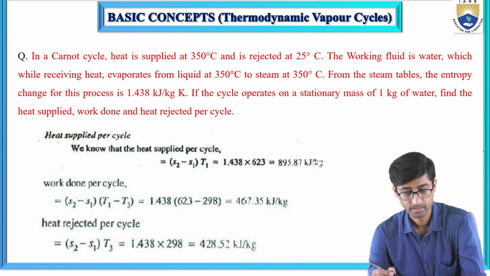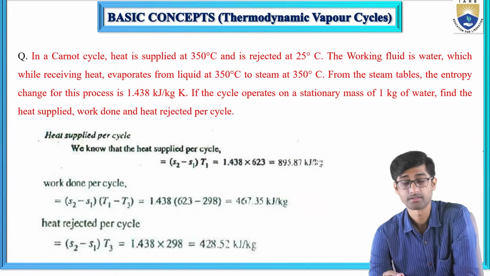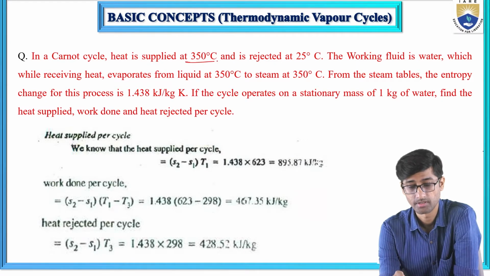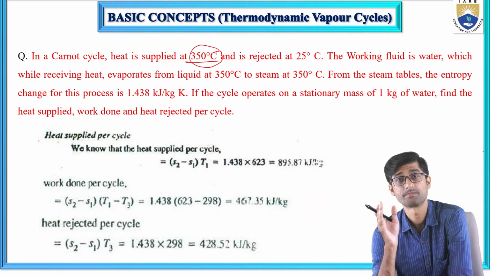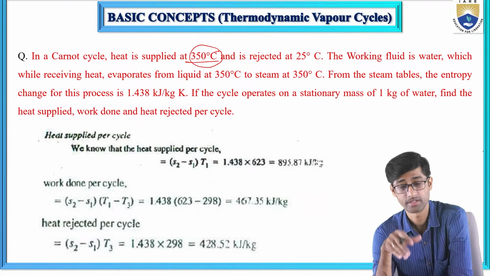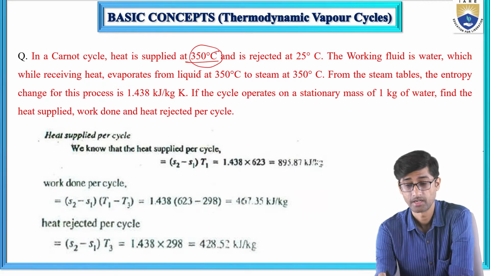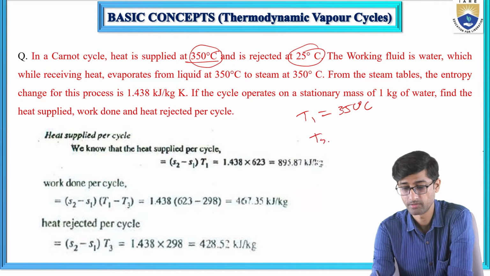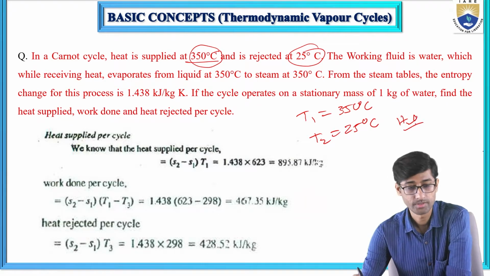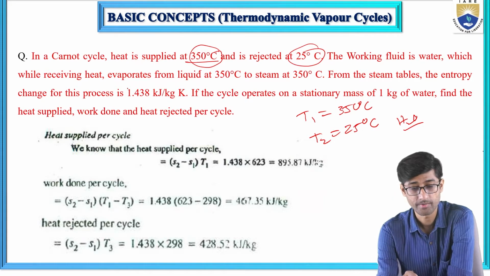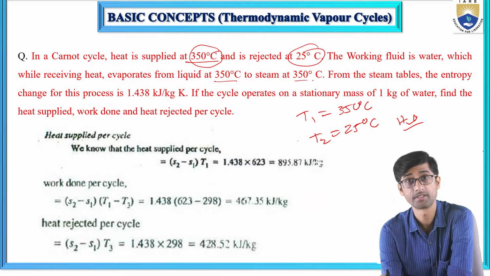In a Carnot cycle, heat is supplied at 350 degrees Celsius. So the initial condition temperature is given as 350 degrees Celsius. Now in previous questions, the initial condition pressure was given as 16 bar. Here the temperature is given as 350 degrees Celsius, right? And heat is rejected at 25 degrees Celsius. So temperature T1 is 350 degrees Celsius and temperature T2 is 25 degrees Celsius. The working fluid is water here, which, while receiving heat, evaporates from liquid at 350 degrees Celsius to steam at 350 degrees Celsius, right?